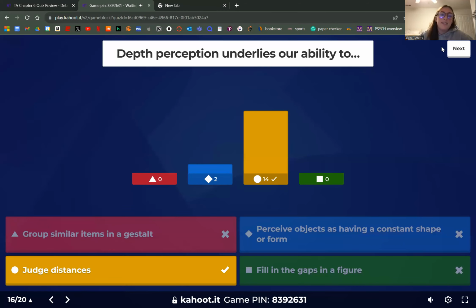Good job. Yeah, that one is just judging distances. I kind of like to think of when you're sitting in your car and you look in your rearview mirror and your depth perception is kind of off because of the way that the mirror makes things look closer than they might actually be. Yeah, so it's just judging distances and how far things are from you or close.